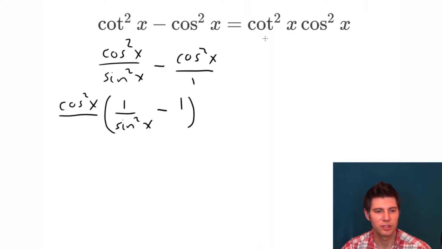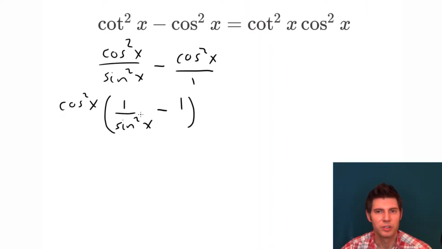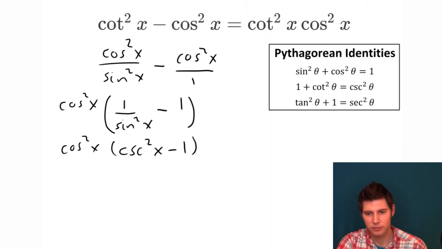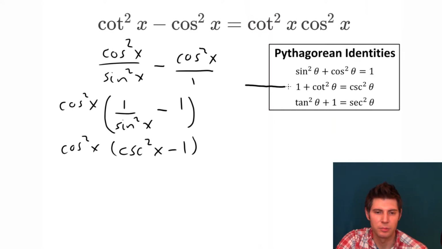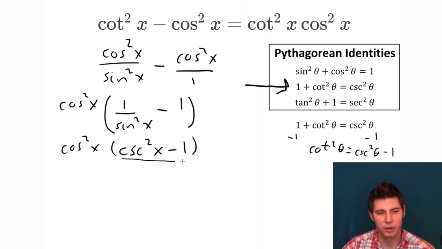So this cosine squared x is going to be this cosine squared x. So now we just got to deal with inside the parentheses. 1 over sine squared, let's rewrite this as cosecant squared. And now this is looking like one of our Pythagorean identities. So cosecant squared x is going to involve this middle one right here. So to make it cosecant squared minus 1, I'm going to subtract 1 from both sides. And I get cotangent squared equals cosecant squared minus 1. So cosecant squared minus 1, we know is cotangent squared.